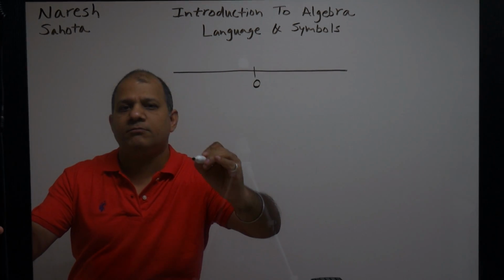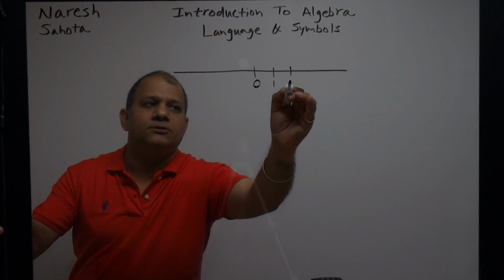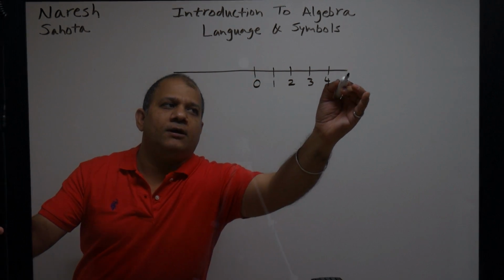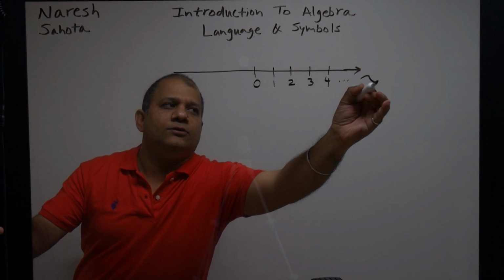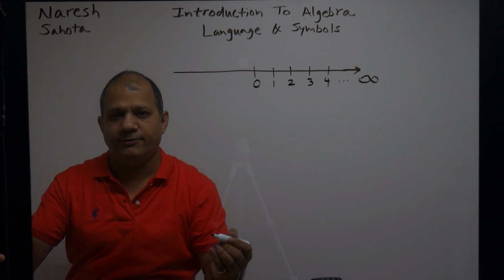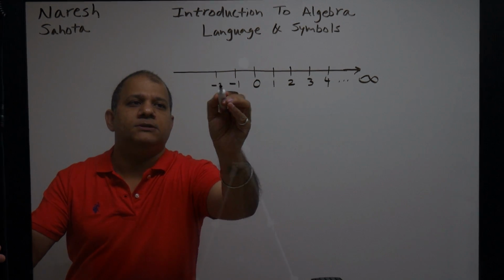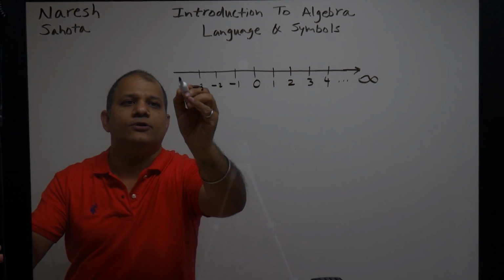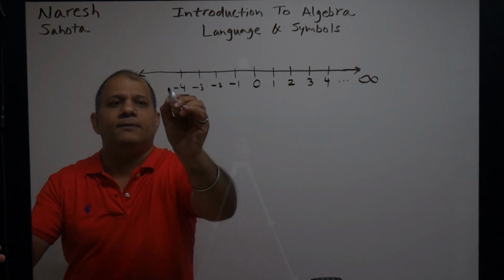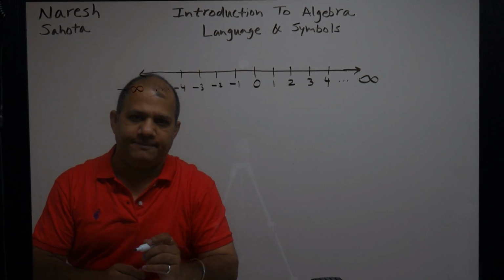Start with 0 at the center. On the right hand side I can go up by ones, 1, 2, 3, 4, etc., and all the way to positive infinity, and this is the symbol for positive infinity. And on the left hand side I can also go up by ones, -1, -2, -3, -4, and so on, all the way to negative infinity.